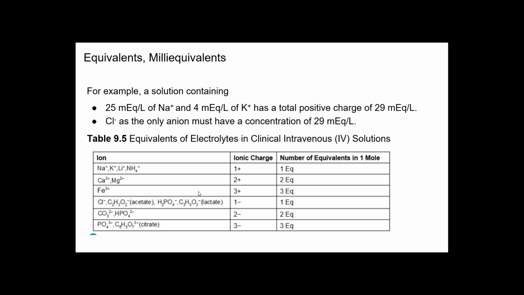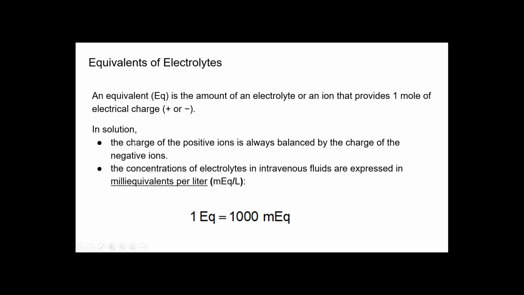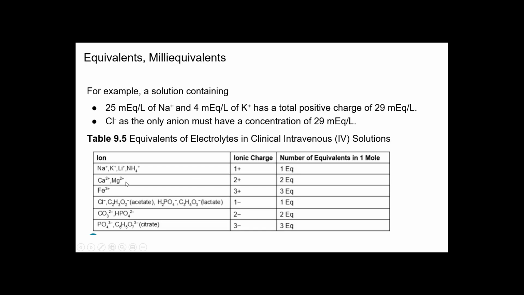Now, we also have to have it balanced, because if you look back here, it says in solution, the charge of positive ions is always balanced by the negative ions. So we need to know what we have of an anion. And in this case, it's chloride. And we must have it equal. So the total is 29 milliequivalents. We only have chloride for the solution. It's going to equal 29 milliequivalents per liter. Has to balance out.